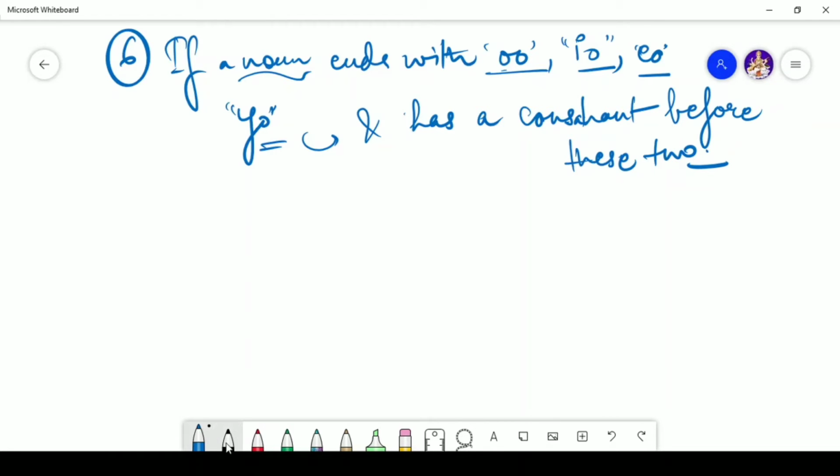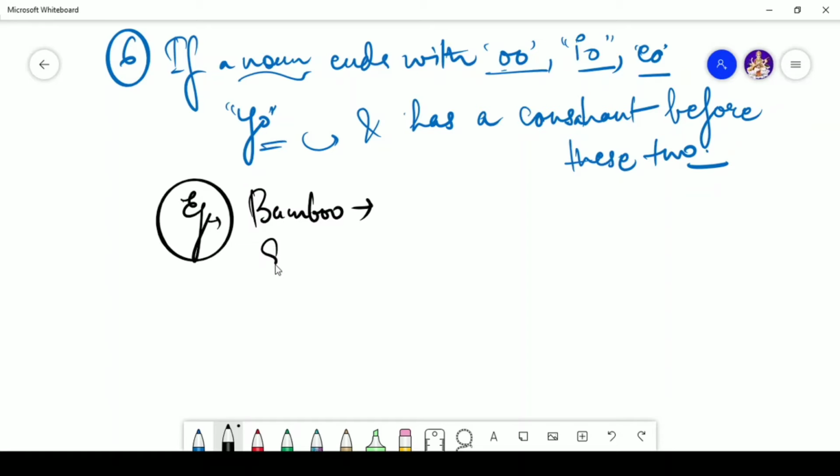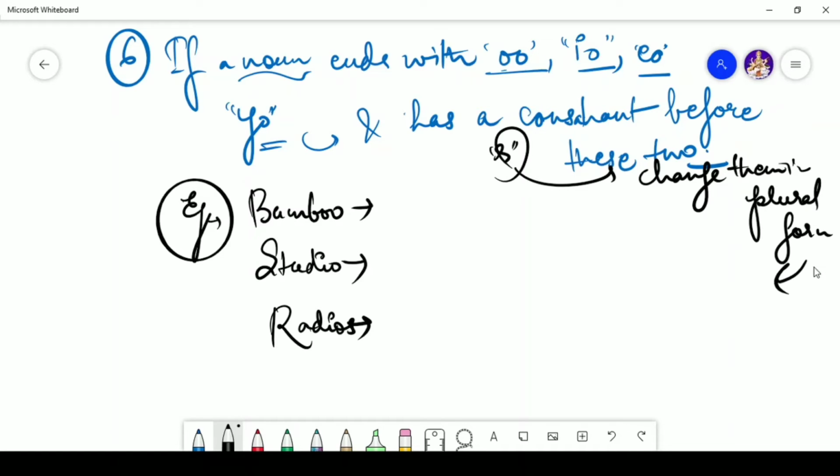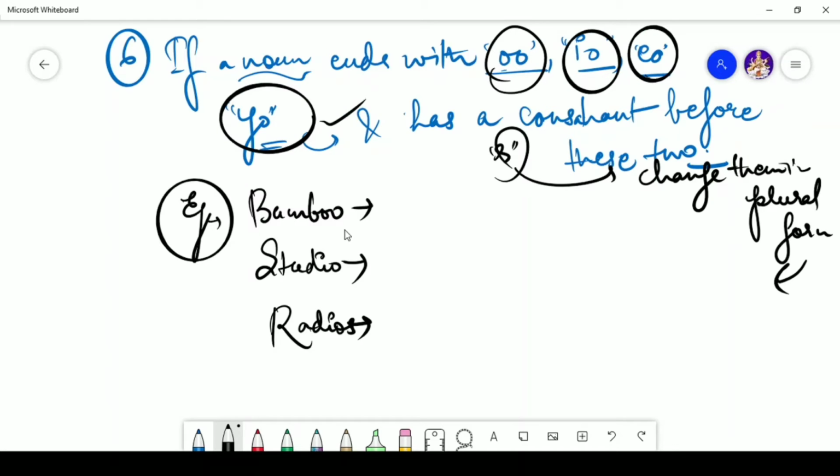In all of these cases, let's talk about this with the help of an example. Let's say, for example, you are talking about bamboo, or studio, or radio. I actually gave you the hint. In all of these cases, you are going to use S to change them into their plural form. So in order to change these nouns which end with double O or IO or EO or YO, in all of these cases, you are just going to add S at the end of them.